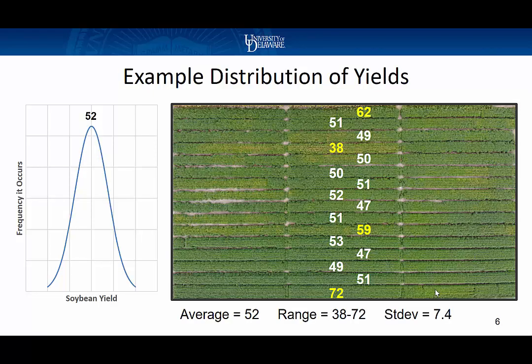So here's an example distribution of yields. These are not real. I just made up numbers on a picture. But here's some plots we have here: 62, 51, 49 bushels. Add those up, average amount. It comes to 52 bushels average. The range we have in this field is 38 to 72 bushels with a standard deviation of 7.4. So you just do those calculations, and that describes all these plots here.